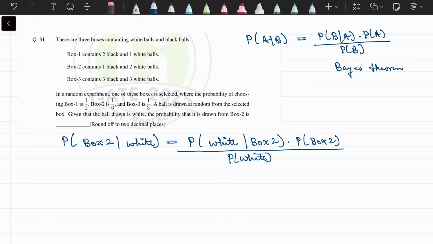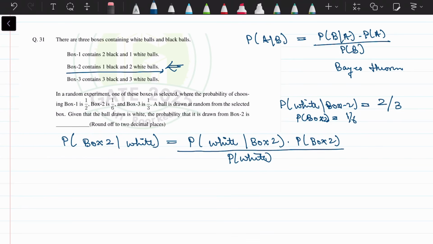Now let's calculate. We know probability of white ball given box 2. So now we know that the ball is drawn from the box 2. So for probability of white given ball is drawn from box 2, we can calculate it from this particular place. There are two white balls out of total three balls in the box 2. So probability of taking white ball given box 2 is 2/3, and the probability of box 2 is given here. Box 2 is 1/6. So we know all the terms of the numerator. We have to find the term for the white ball as well. So probability of white ball.